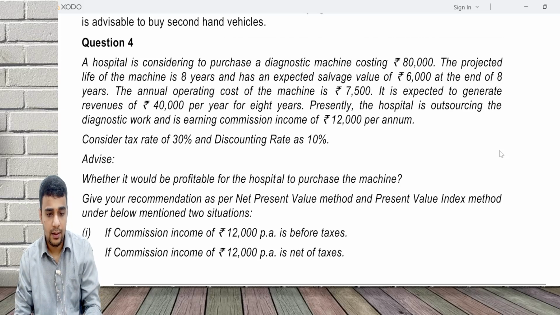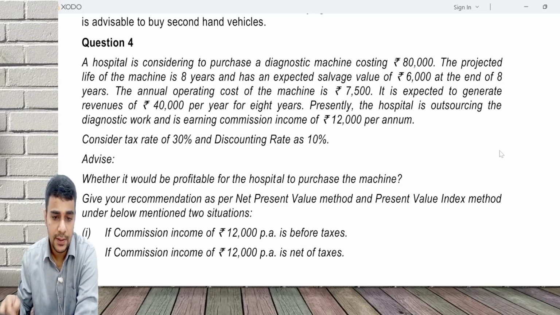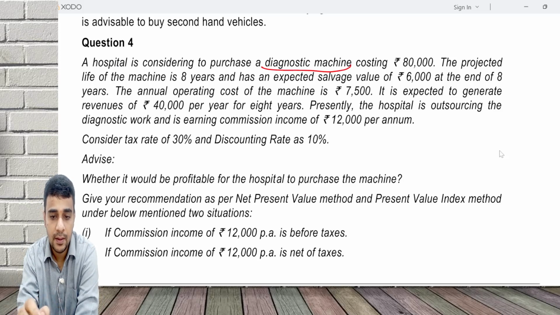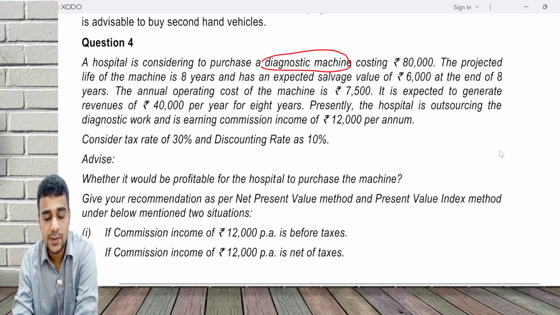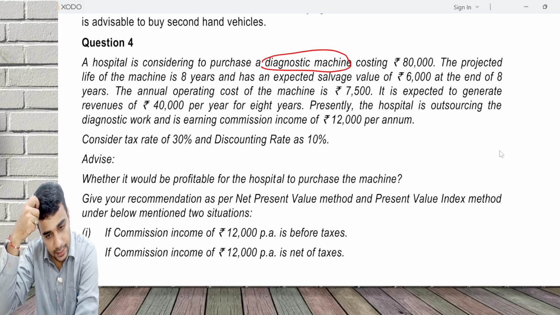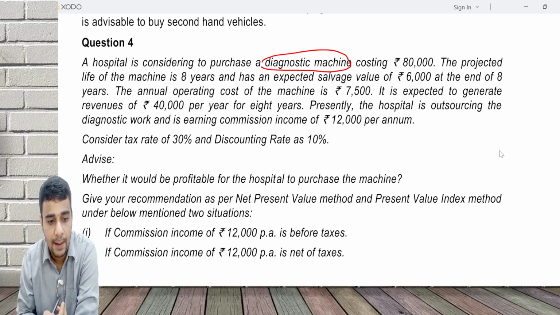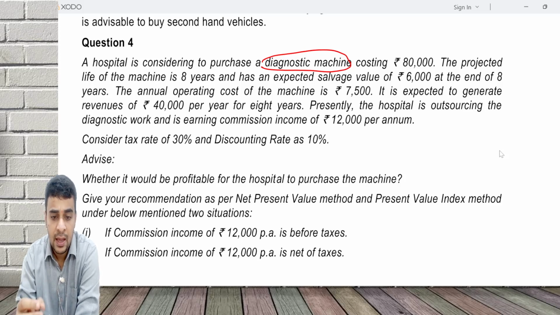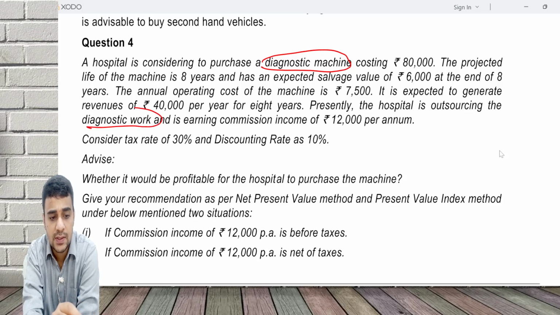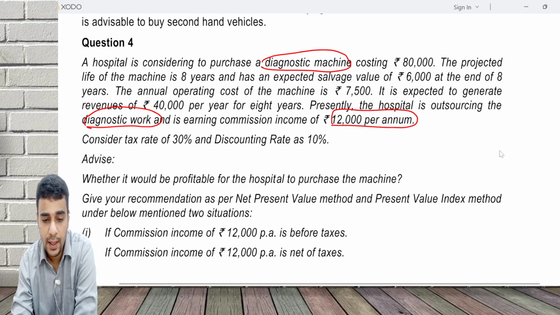Okay, in this question, I am planning to buy a machine. This machine is going to do some diagnostic tests, that is, certain tests which need to be done in a lab. Normally, you go to a hospital, you want some scans or testing to be done. So the machine is going to do that. As of now, you are outsourcing this and getting a commission income of 12,000. So once you start buying this machine, this will become an opportunity cost.